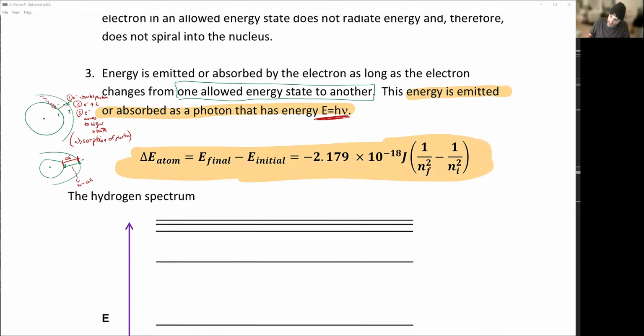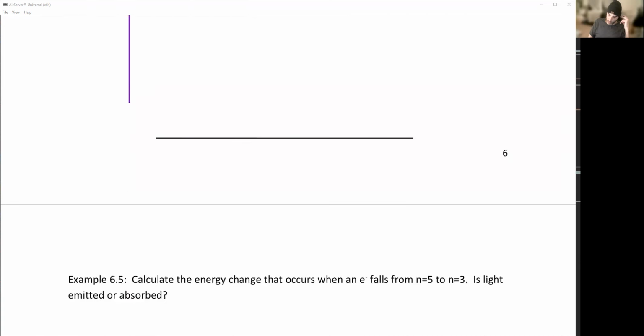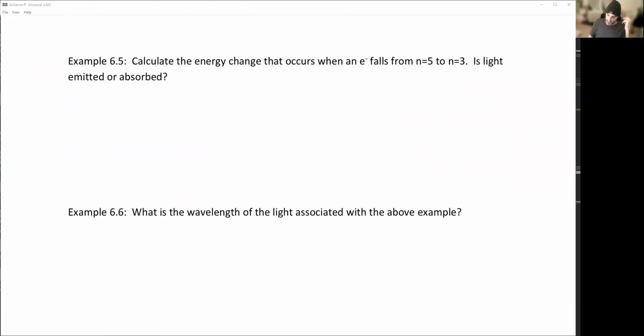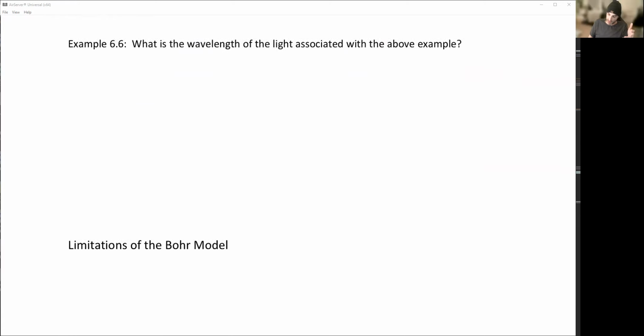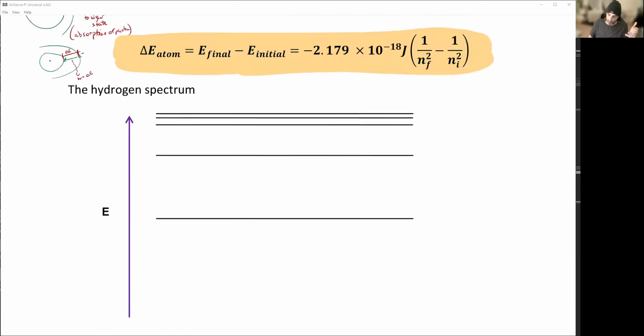Basically what we're doing is nothing fancy. We're looking at the energy of where it started, looking at the energy of where it ended, and that leads us to the overall energy change. For this one, I have two examples down here. Calculate the energy that occurs when it falls. What is the wavelength associated with the light above? What are the limitations of the Bohr model, which we're going to talk about briefly.